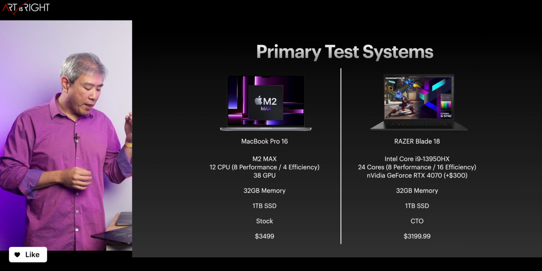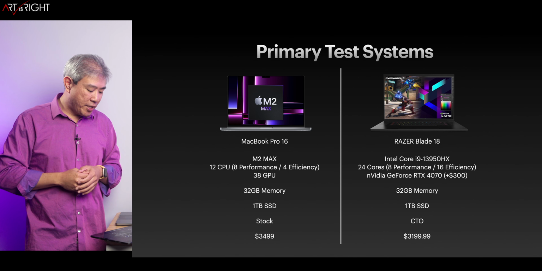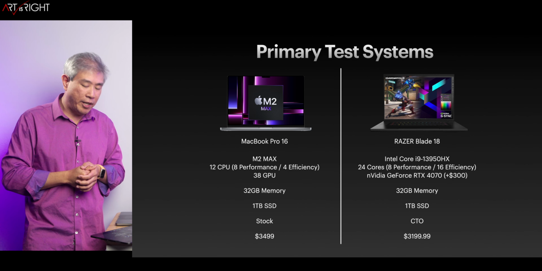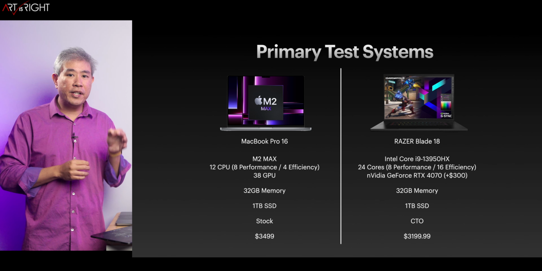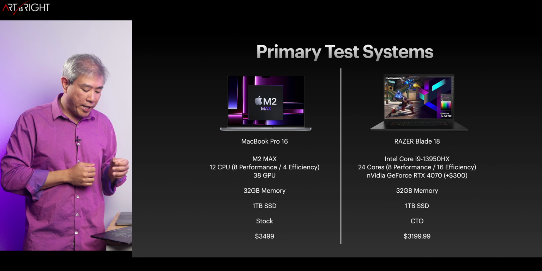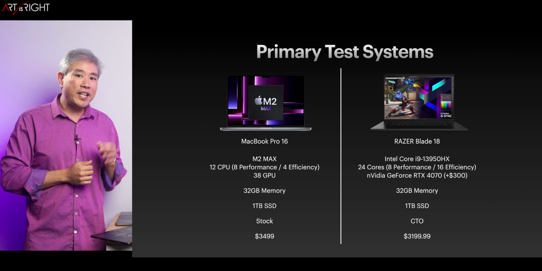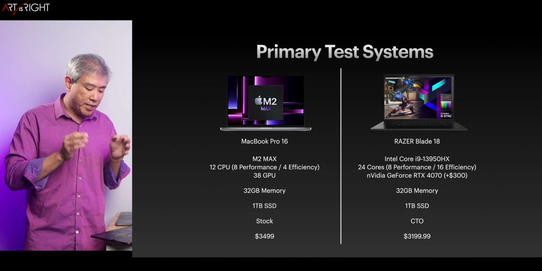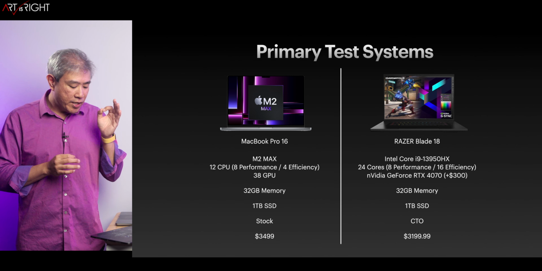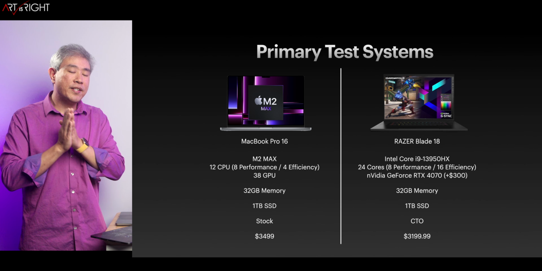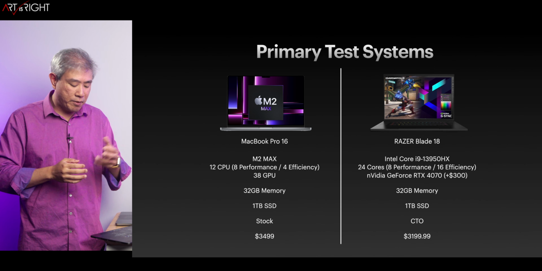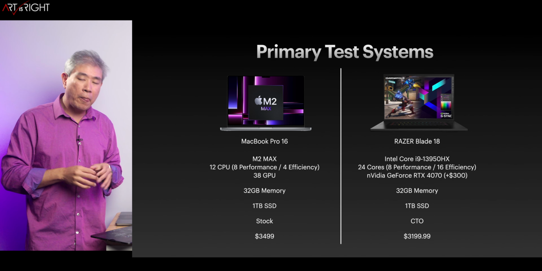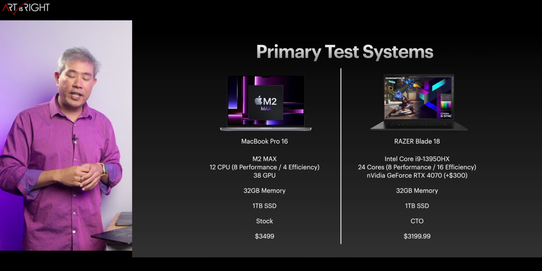A 16-inch MacBook Pro with the M2 Max SoC. This is pretty much stock configuration, 32GB unified memory, 1TB SSD, $3499. Comparing this to a RAZER Blade 18, this is Intel Core i9 13950HX, the top chip that they have. This is 24 core, 8 performance, 16 efficiency. Nvidia GeForce RTX 4070. This is a $300 price increase. It is custom built to order for this one. 32GB memory, 1TB SSD. This is coming in at $3199.99.